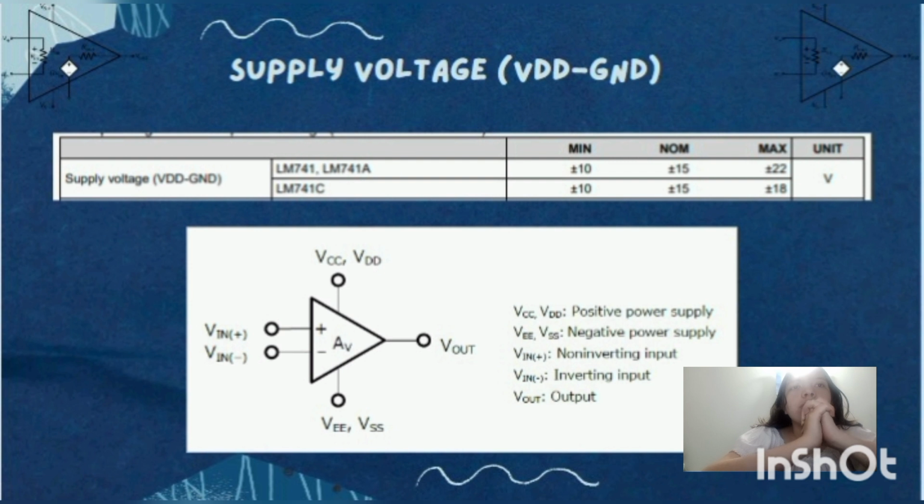In this case, the LM741 amplifier has a normal value of 15 volts, a minimum of 10 volts, and a maximum of 22 volts.